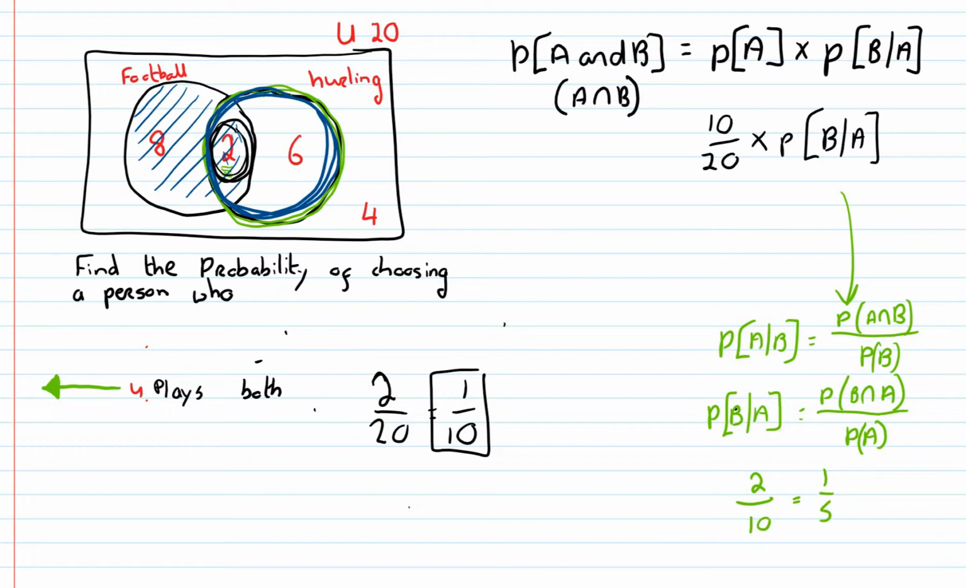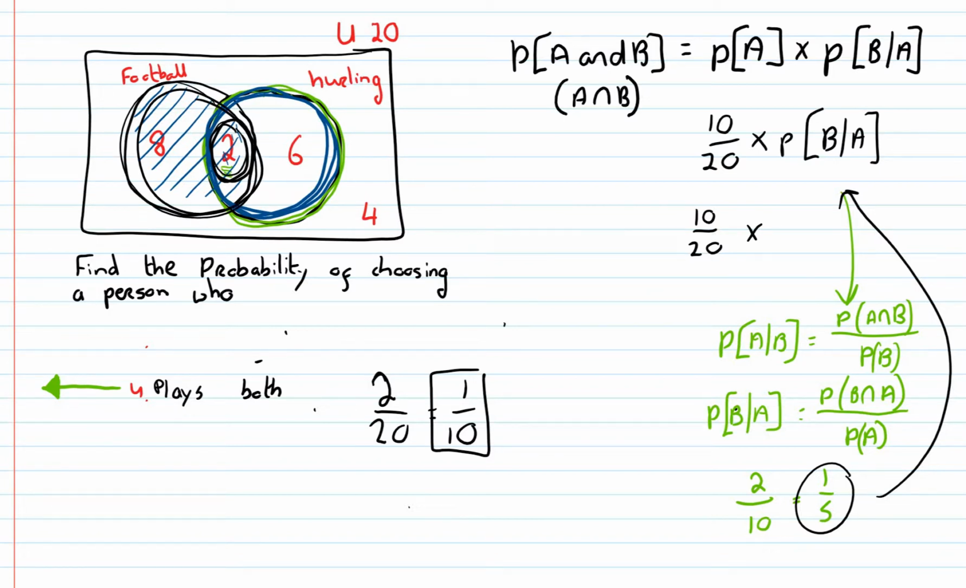So putting this back up here, we have 10 over 20, which is the probability of A, multiplied by 1/5, which is the probability of B given A, and that equals 10 over 100, which equals 1/10, and look here, they're the same. So we're after proving we're right based on this, okay?